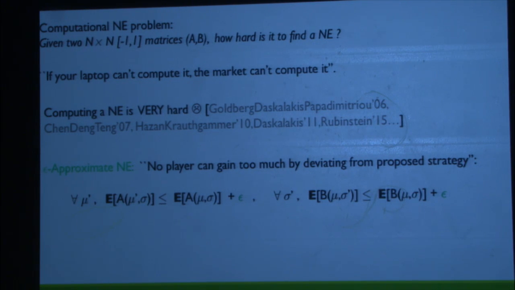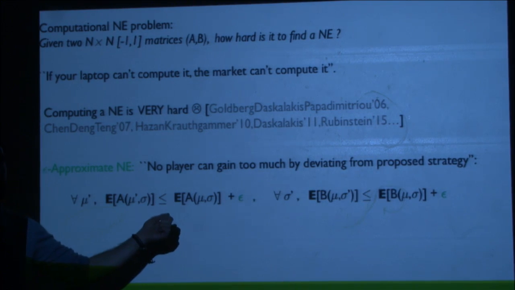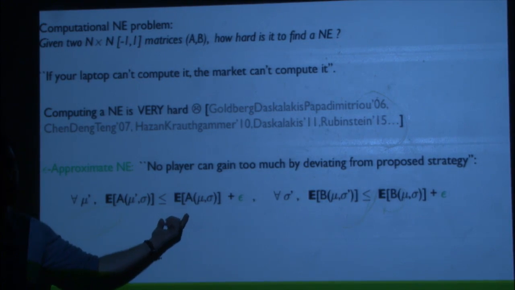But in any case, this led to this more relaxed notion of an epsilon approximate Nash equilibrium, which intuitively captures a scenario of an approximately stable state in which neither player can gain more. Previously, we required that no player can gain anything by defecting.